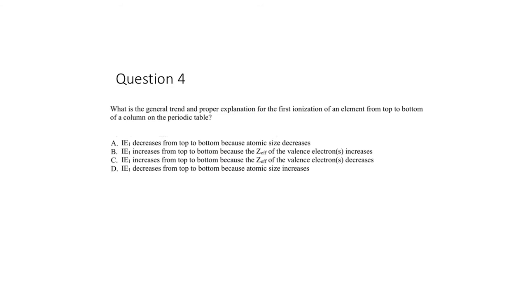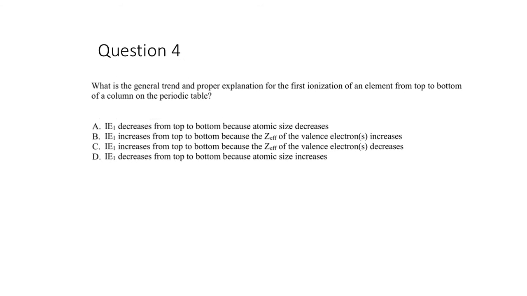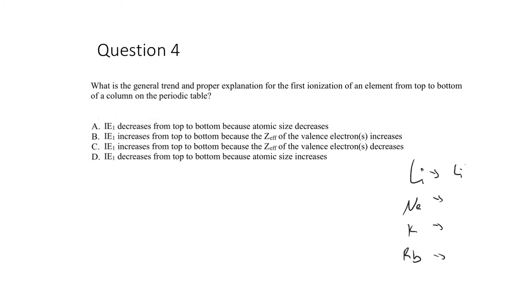Number 4, what is the general trend and proper explanation of the first ionization energy from top to bottom of a column of the periodic table? So ionization energy is the energy required to remove an electron. So let's just think of this trend here. Lithium plus an electron, sodium plus an electron, K plus an electron, rubidium plus an electron.